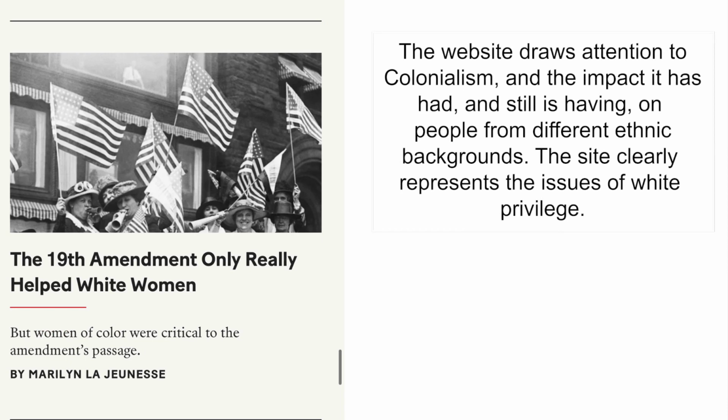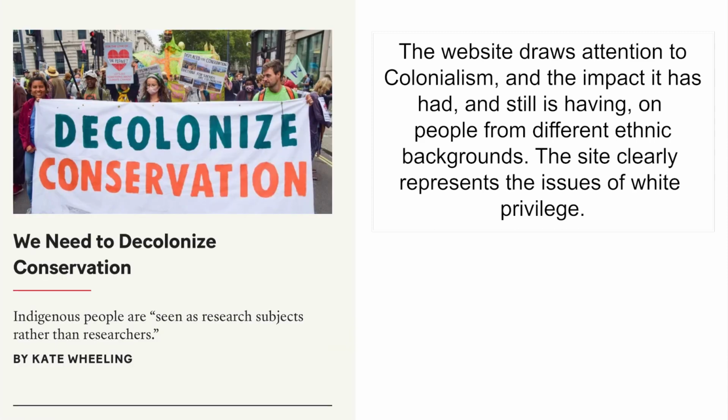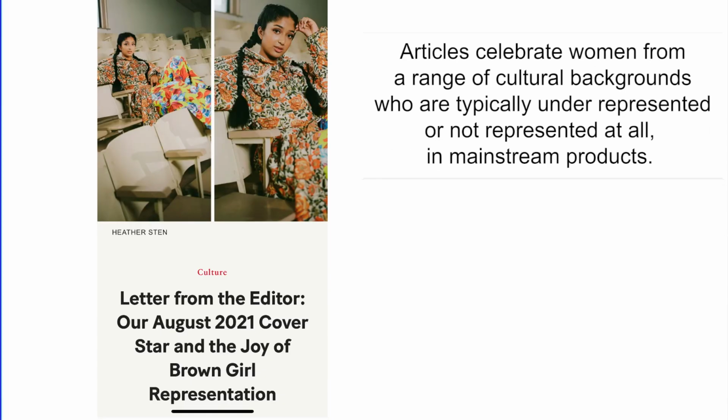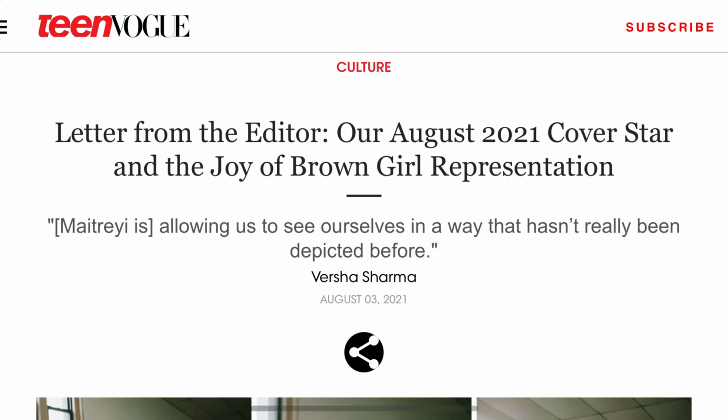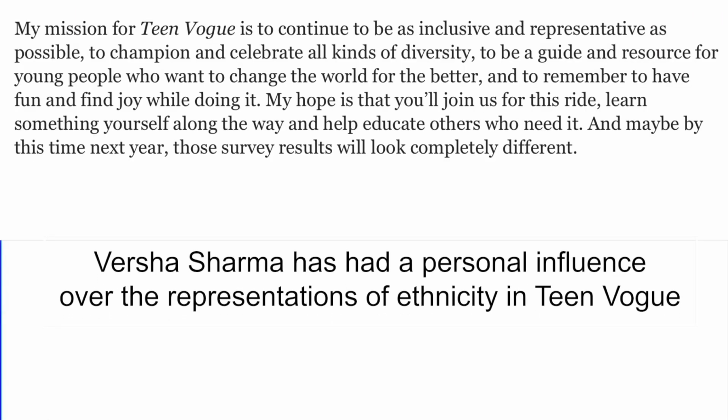The website actually draws attention to the post-colonial era that we live in and the way that different people from different backgrounds may still be suffering from inequality as a result of this. There was also an article called Joy of the Brown Girl, and this was about celebrating women from particular ethnic groups and their achievements and successes. The article actually talks about how the editor of Teen Vogue deliberately chose to feature this particular actress because of her own heritage and wanting to see people from her own cultural backgrounds on the pages of the Teen Vogue website and magazine. So sometimes the representations are influenced by individual producers involved in media texts.